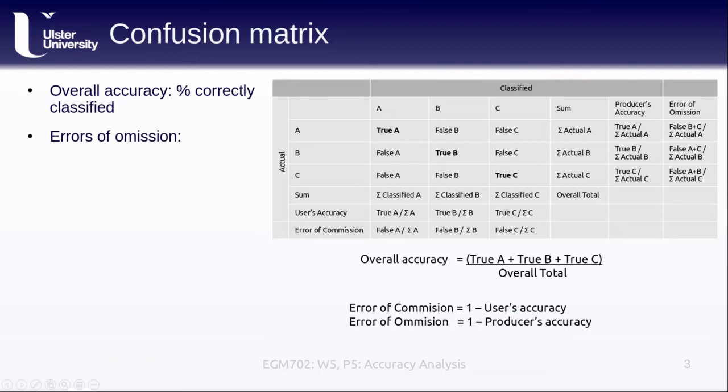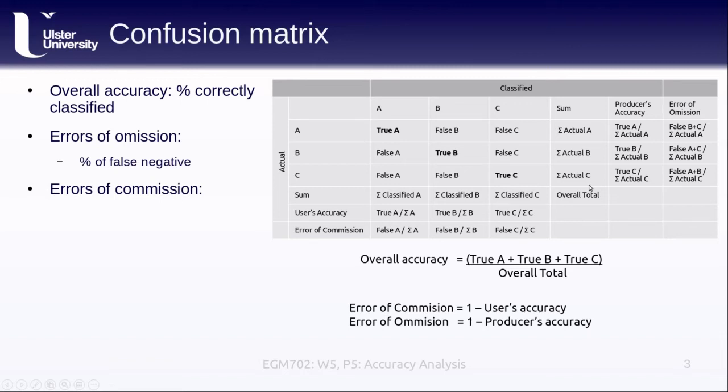For instance, it doesn't tell us anything about the pixels that were incorrectly labeled as a different class, the false B and the false C pixels in the top row here. This is what is known as an error of omission. The classification has omitted these, or left them out, of the correct class. It's also known as a false negative, or a type 2 error. We can calculate the error of omission for our A class by adding the number of false B results to the number of false C results in the top row, and dividing by the number of pixels that should have been classified as A. And we can do this for each of the other classes.